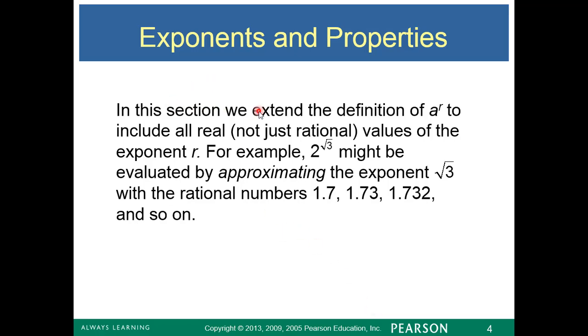Now, in this section, we extend the definition of a to the r to include all real, not just rational, values of the exponent r. Okay, so for example, 2 to the square root of 3 might be evaluated by approximating the exponent, the square root of 3, with the rational numbers 1.7, 1.73, or 1.732, depending on how many decimal places we want to go. So we can estimate 2 to the power of square root of 3.